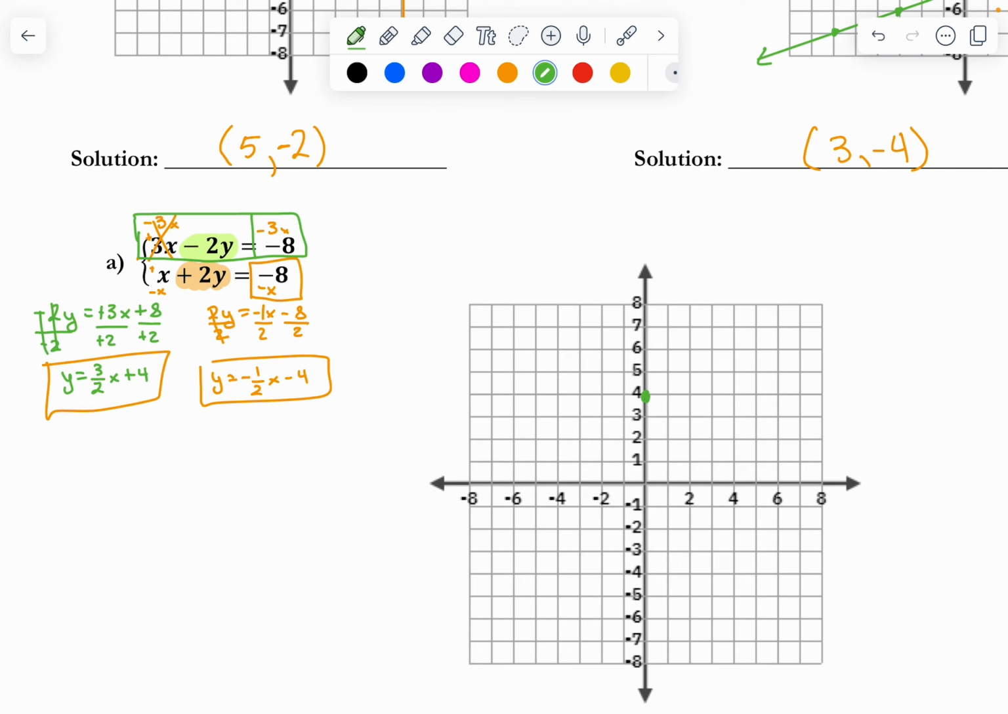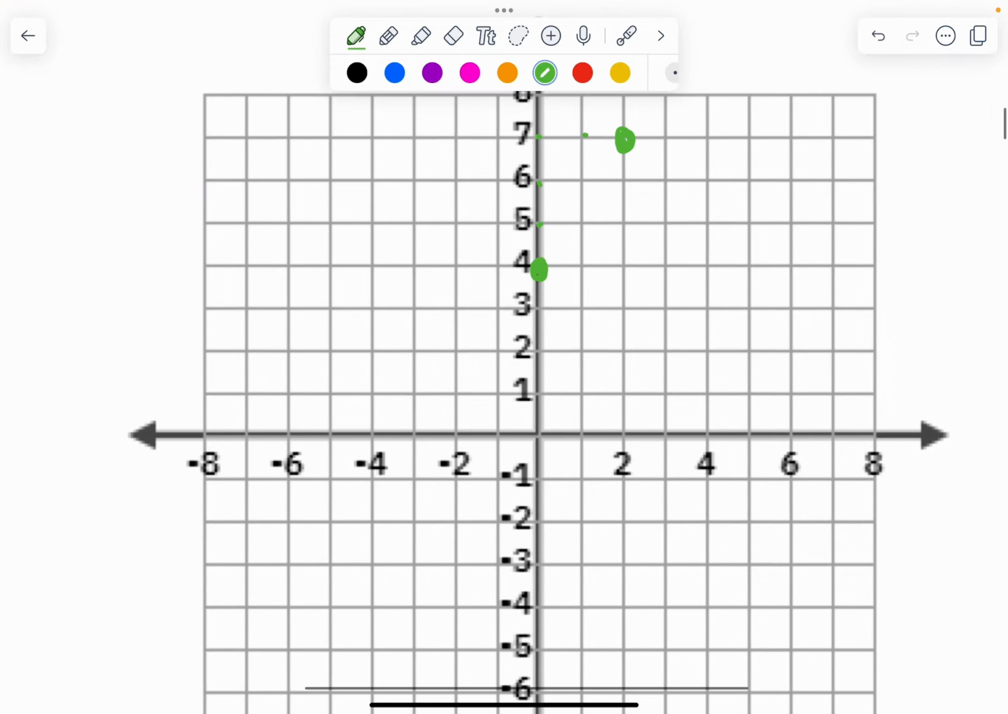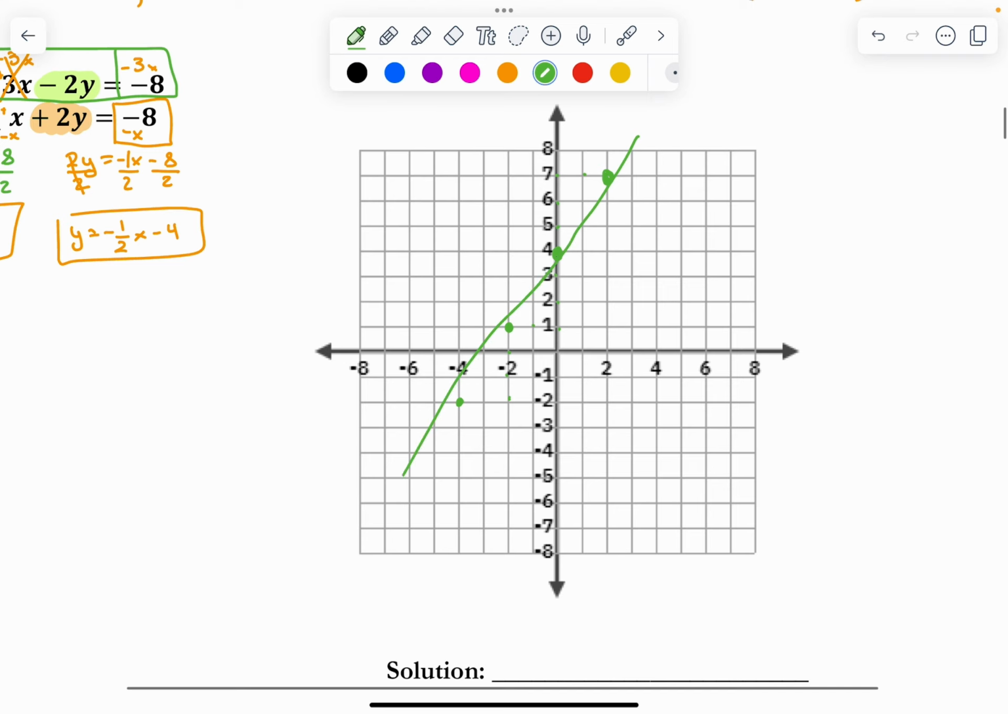Y-intercept for the green line is going to be 4. My m is 3/2, so 1, 2, 3/1, 2. I can't go that direction anymore, right? So because I can't go 3/2, can't go up and to the right anymore, I'm going to go ahead and invert that by going opposite direction of both. Down and to the left. Down 1, 2, 3, left 2. And that is my line. And again, line doesn't have to be perfect.